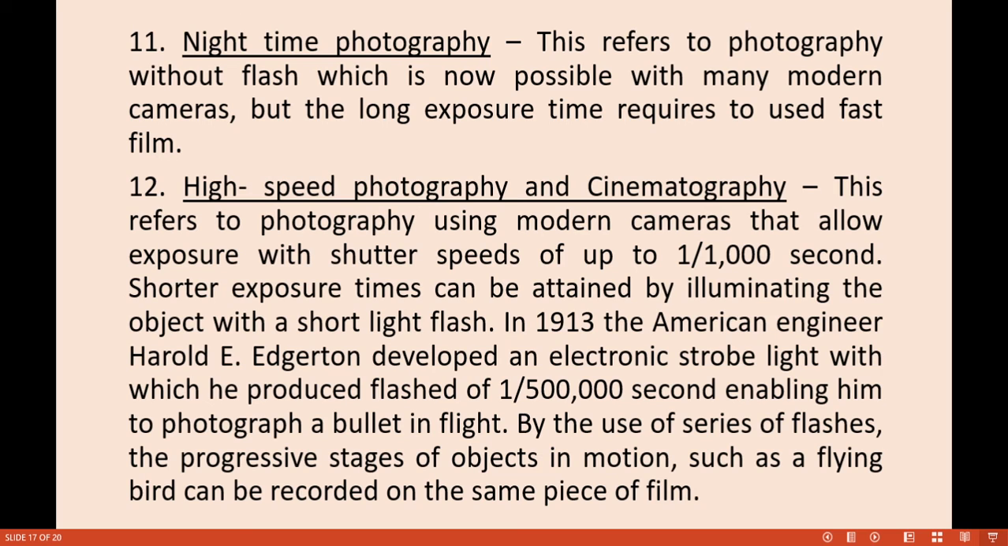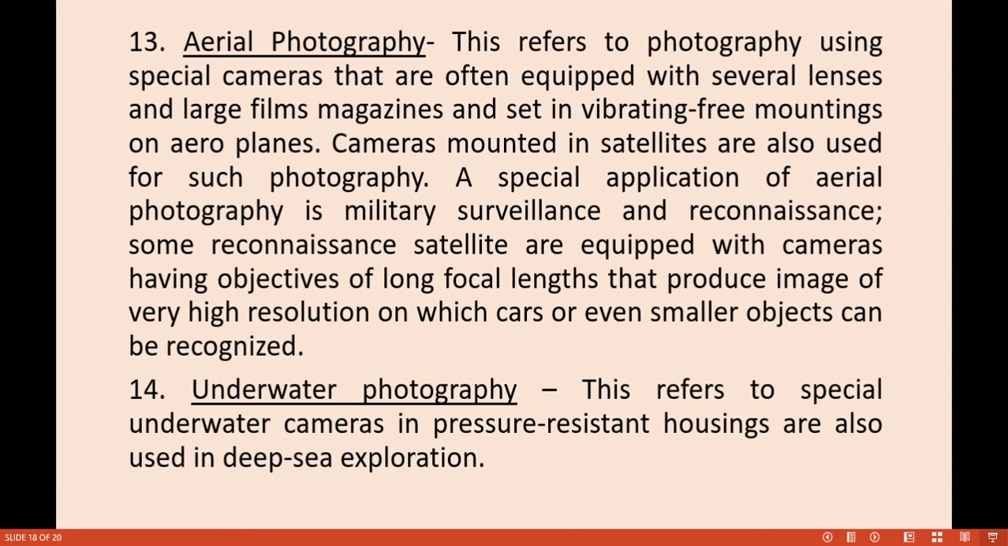By the use of a series of flashes, the progressive stages of objects in motion, such as a flying bird, can be recorded on the same piece of film. So number 13, aerial photography. This refers to photography using special cameras that are often equipped with several lenses and large film magazines and set in vibration-free mountings on aeroplanes.